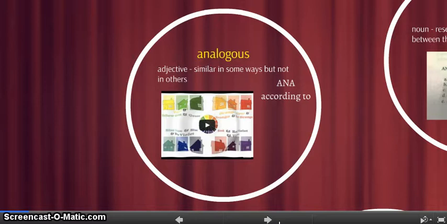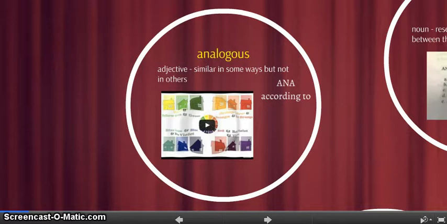So our first word is analogous, and it comes from the roots ana meaning according to and log meaning word, so according to the word. And it is an adjective. It means similar in some ways, but not in others. And there are lots of things that can be analogous. We talk about different animals in biology having analogous traits, things like that. But the thing that I find most interesting and easy to understand would be colors.